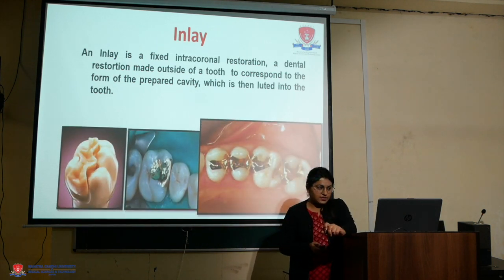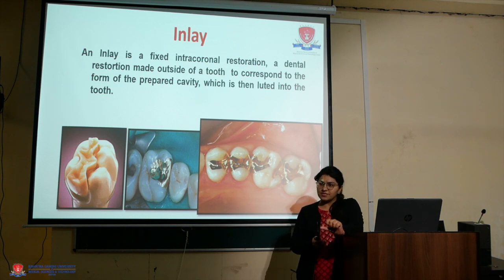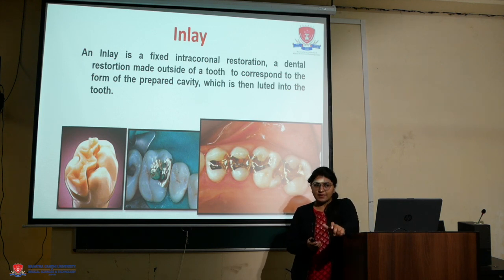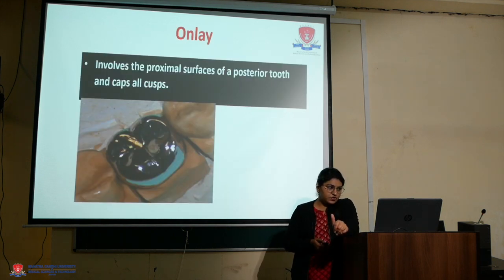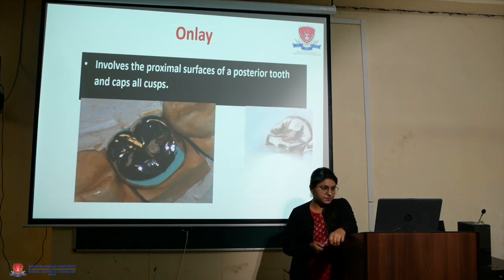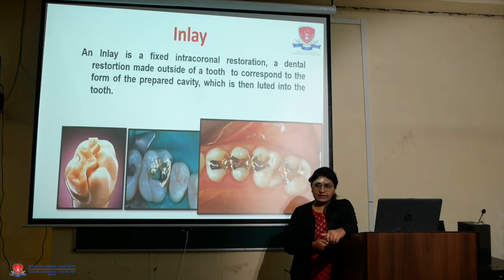Now if we talk about class 2 inlays, in class 2 inlays the proximal surface is also involved and sometimes we need to cap the cusp, that is, cusp capping is done. But for inlays, one or two cusps are capped, but not all the cusps. That is how it is different from the onlay. So an onlay involves the proximal surfaces and it caps all the cusps. Here you can see in the picture what an onlay looks like, and in the previous picture, this is what an inlay looks like.